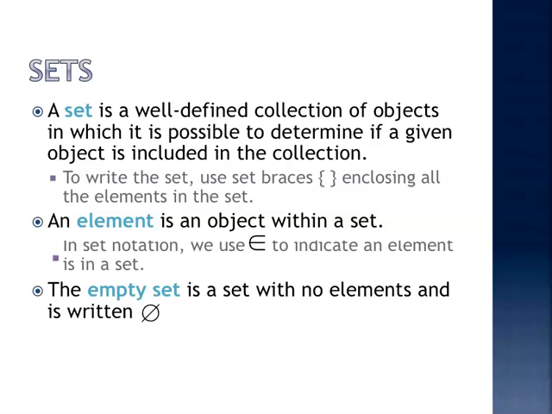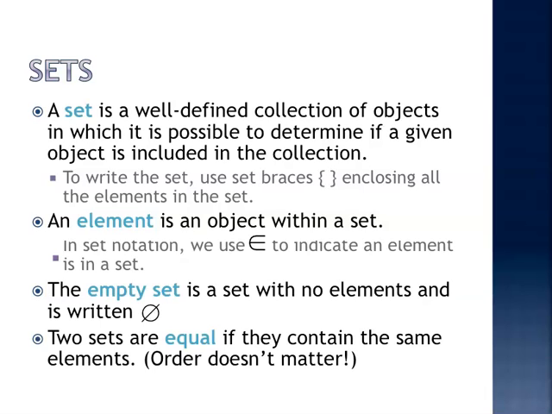Now, the empty set is the set with no elements, and it's written symbolically with what looks like an O with a slash through it. So this means that the set has no elements within it. We say that two sets are equal if they contain the same elements. So when we're talking about sets, order doesn't matter. So if you have the same group of objects, no more, no less, as a different set that has the same exact objects, even if you rearrange them, you would say that those two sets are equal to each other.